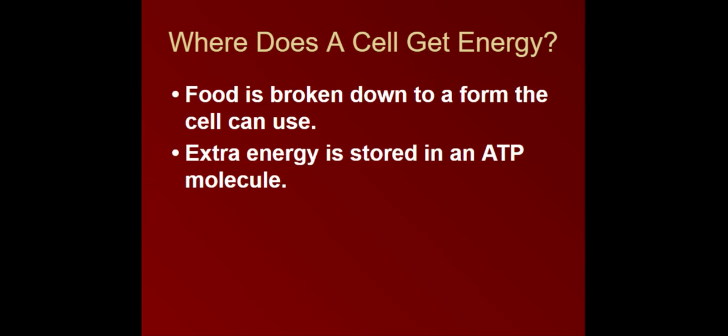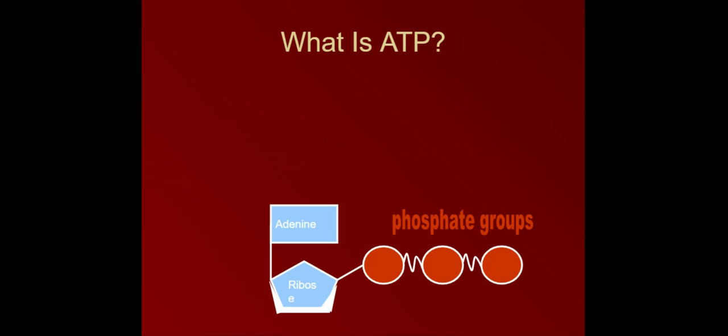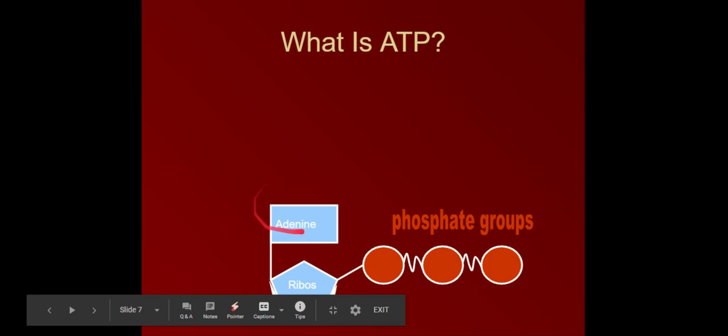Extra energy is stored in an ATP molecule. What is ATP? Good question. ATP is known as adenosine triphosphate. We've got an adenine here connected to a ribose sugar and three phosphate groups.